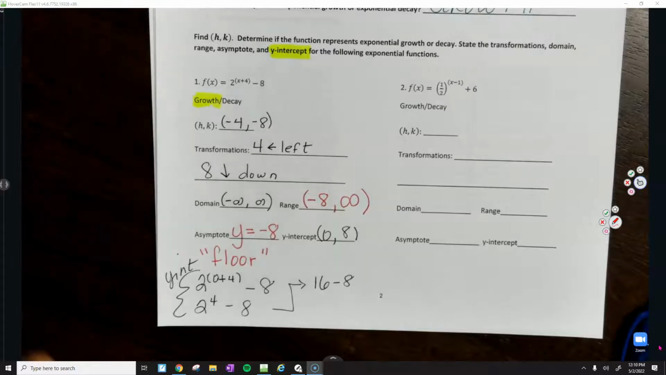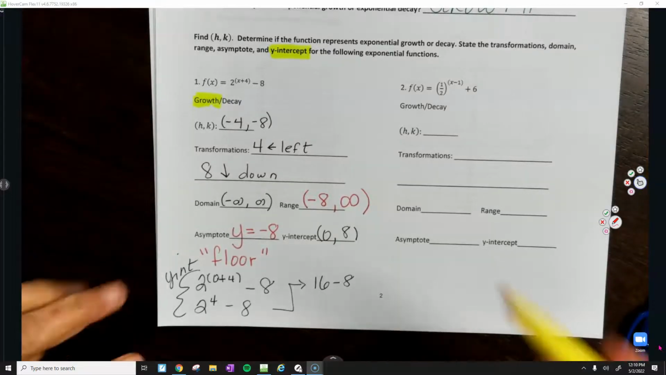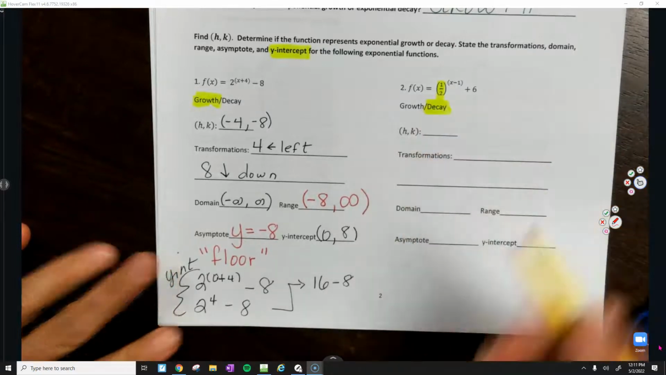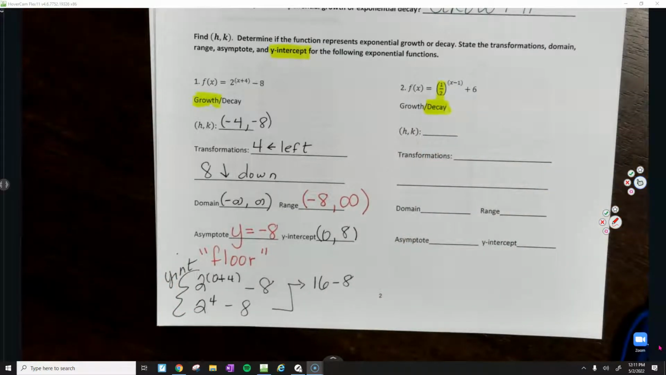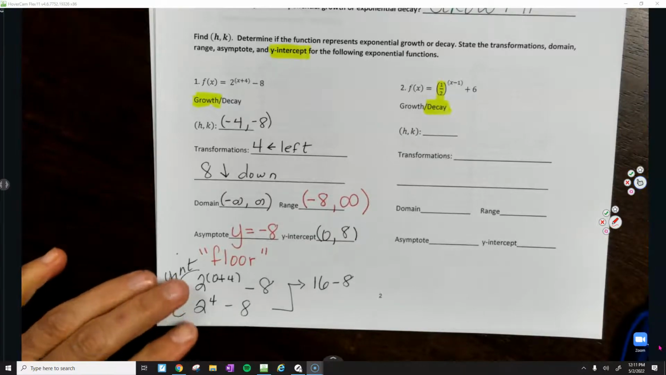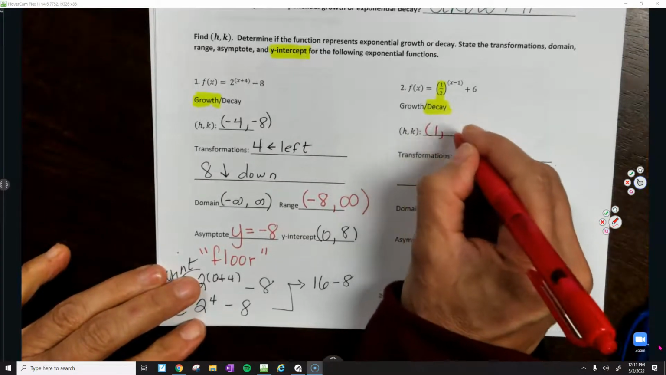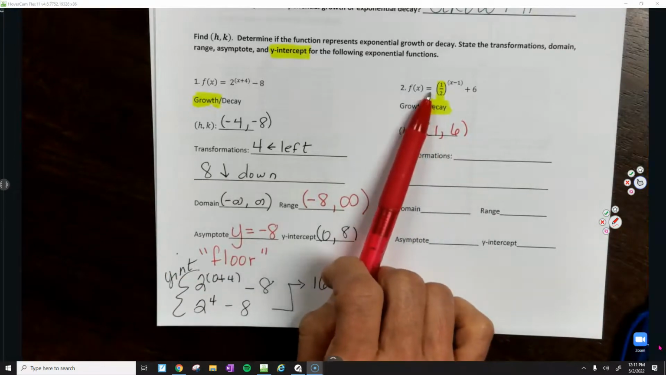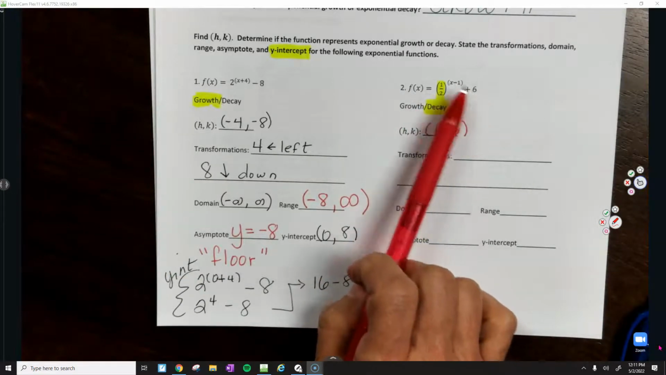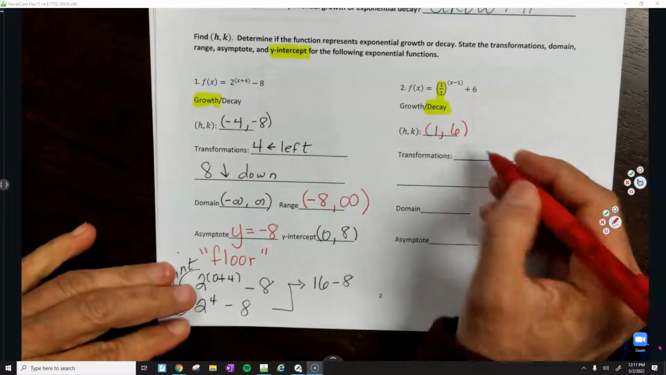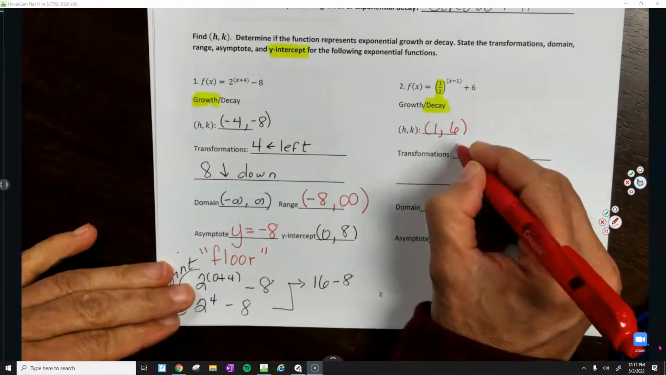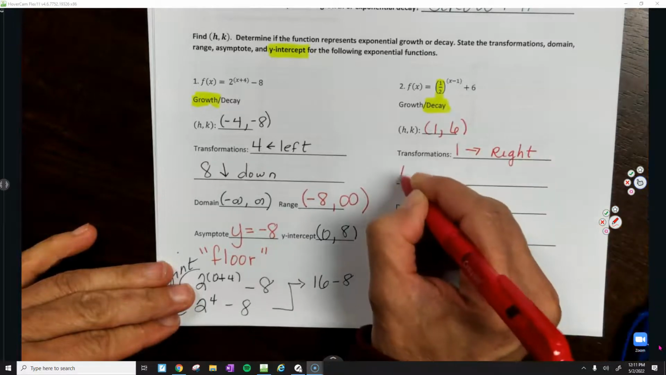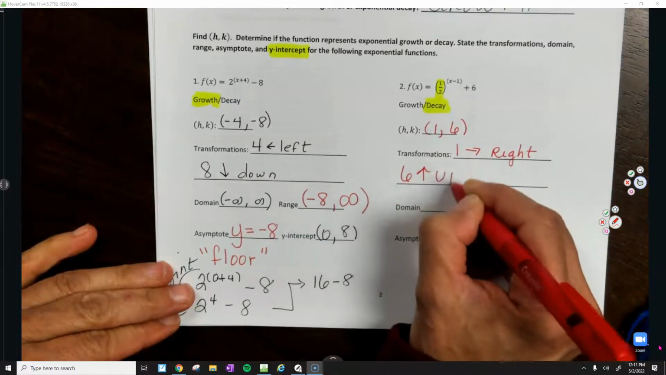Let's keep going and take a look at our decay. We definitely know it's a decay because our base is less than 1. Our h value is going to be +1, +6. We only have 2 transformations. We don't have an a value in front of the base, so our transformations are just from hk. And this is going to be shifted 1 unit to the right, and it's going to be 6 units shifted up.